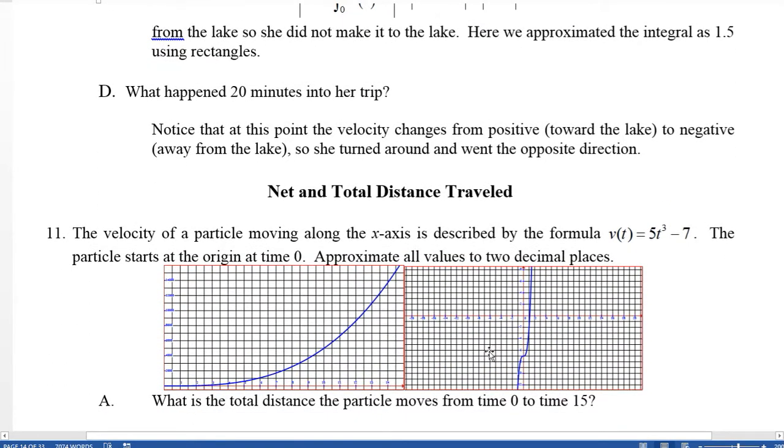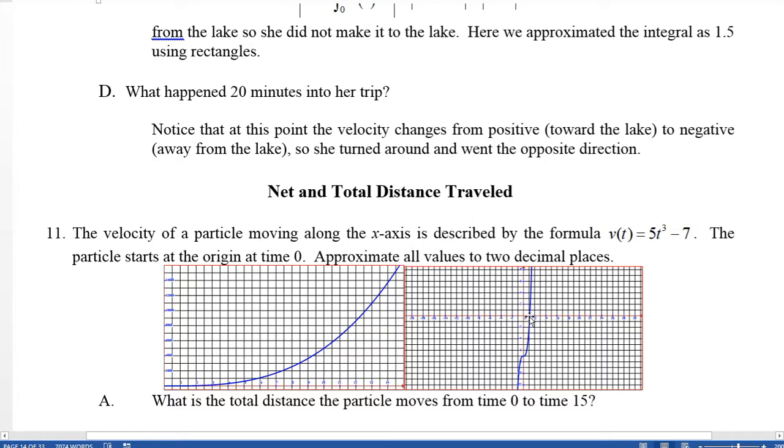So here's a graph of the function. Here's kind of a close-up at the beginning. Notice it starts at time 0. It's negative velocity, so we're going to the left. If we had a horizontal axis here, like the x-axis, the particle starts at the origin and starts moving to the left. Then it turns around at about 1.